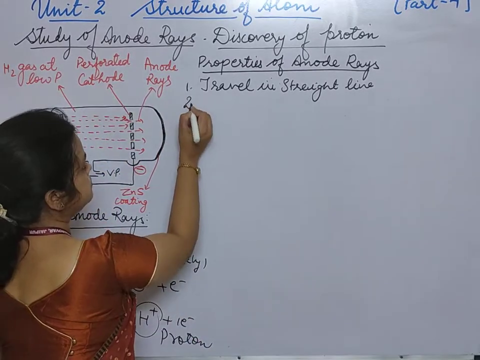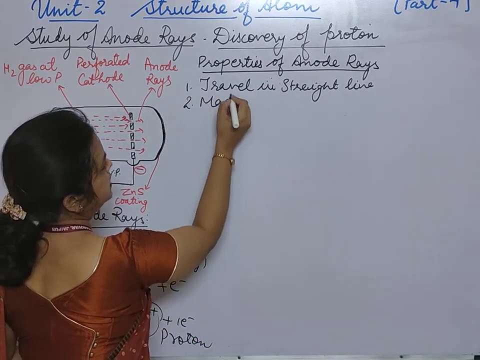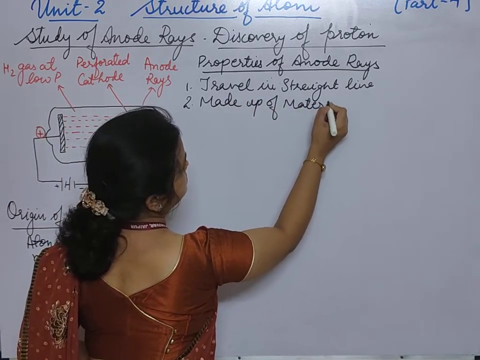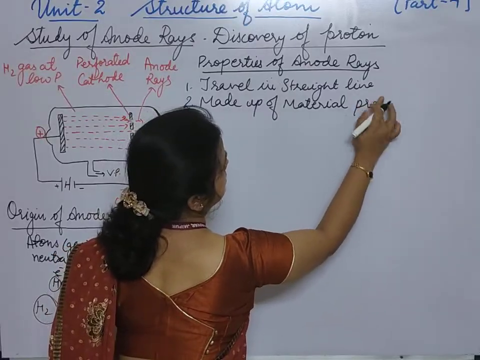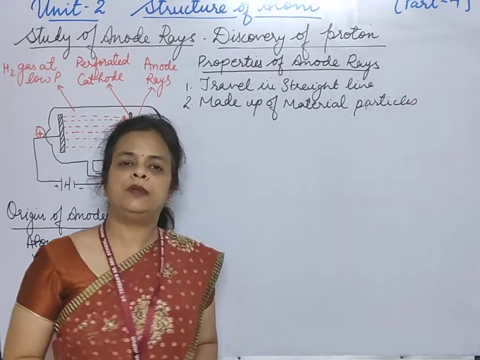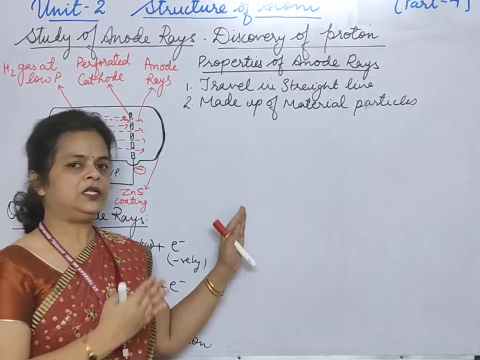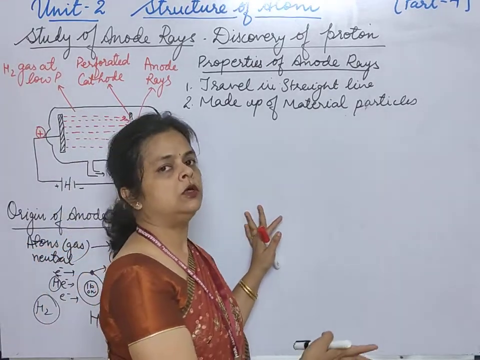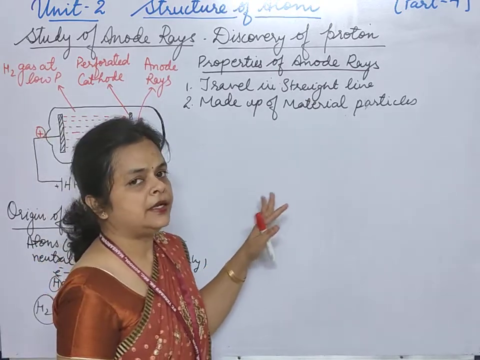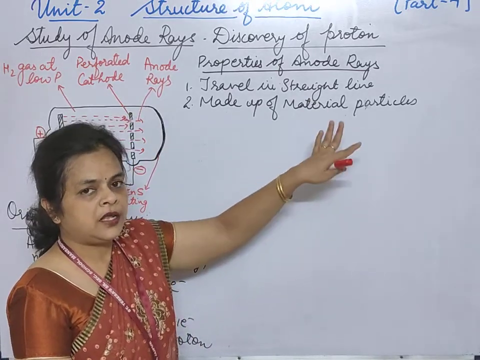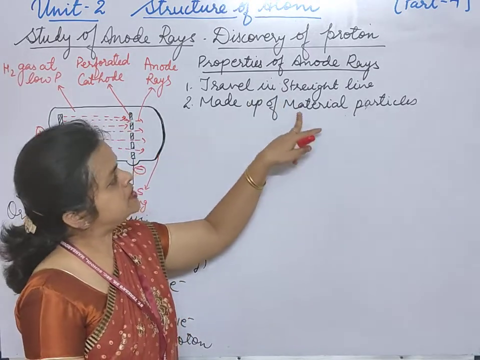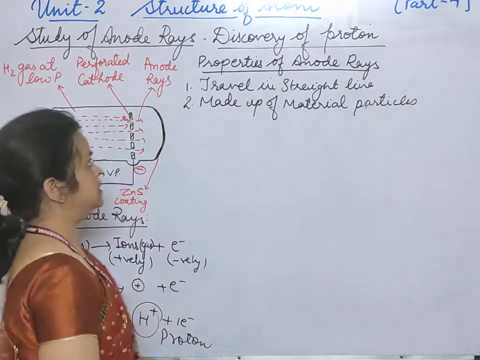Second, they are made up of material particles. How will we prove that they are made up of material particles? Because if a paddle wheel is placed in the path of these anode rays also, they will rotate it. That means they have momentum as well as energy. That means they have some mass, some energy, and some momentum. So it shows that they are made up of material particles.